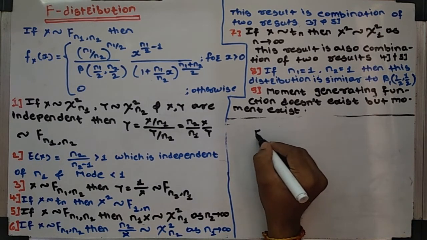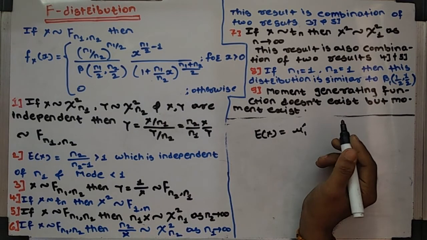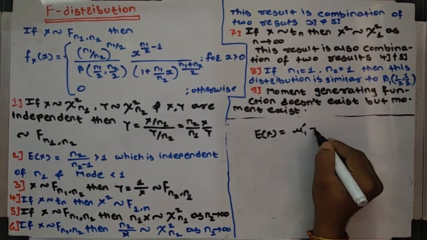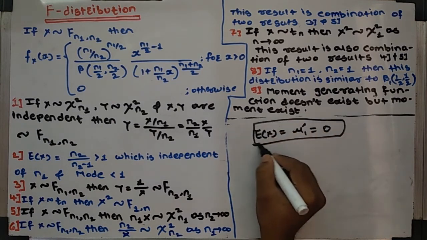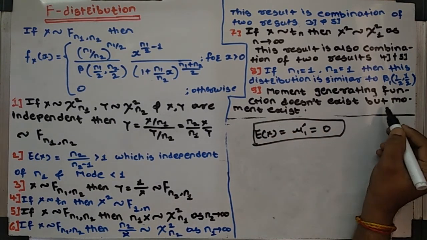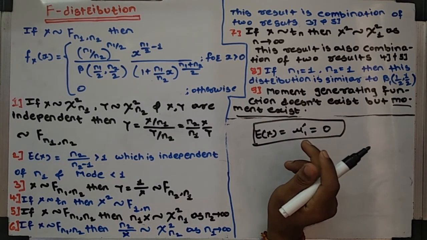Here we see, we know that expectation of x is equal to mu 1 dash, that is a moment about origin, which is equal to 0. So the moment also exists here, variance also exists, therefore the moments exist but the moment generating function does not exist.